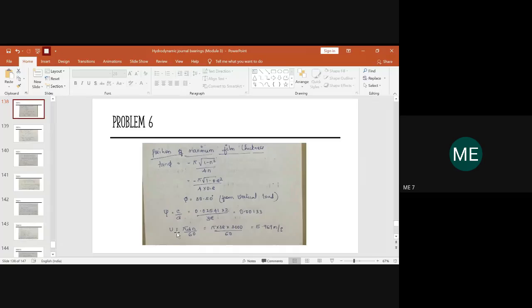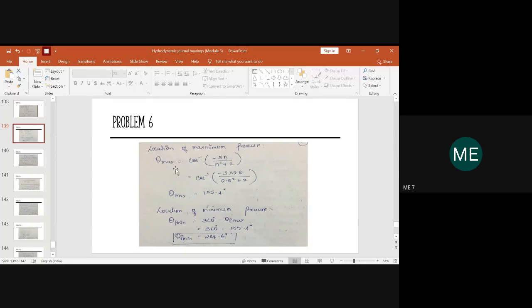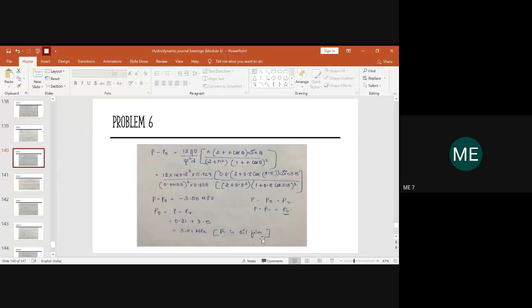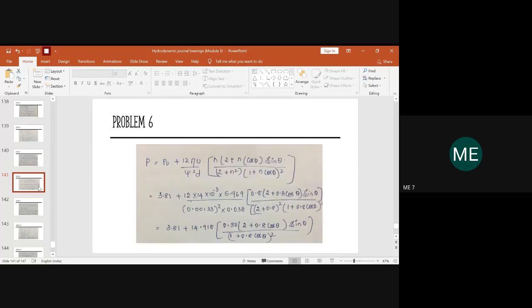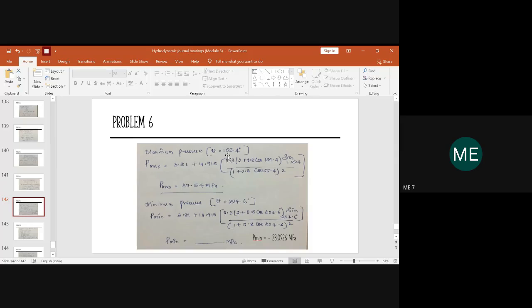After that, you need to determine the velocity with which the journal bearing is revolving. Then you need to determine theta max and theta minimum. Once that is done, you will determine the pressure across the entire oil film. The magnitude you will get is around 3.81 megapascal. After this, you will use the same old equation and first simplify the value of P. After simplification, you will substitute the values where theta was maximum and where theta was minimum, and calculate both values. Hope this is clear.